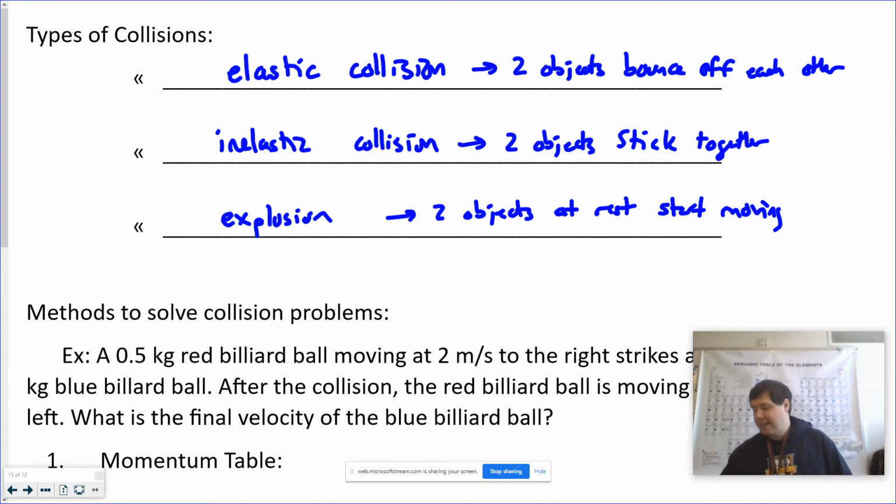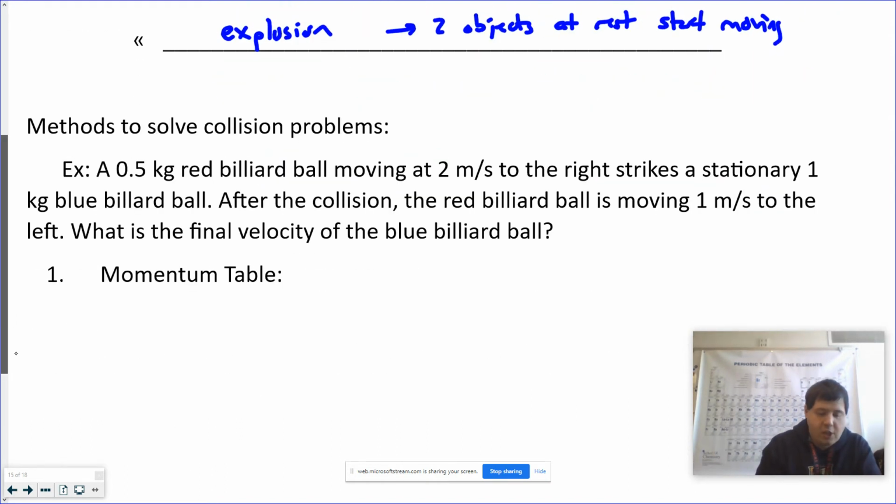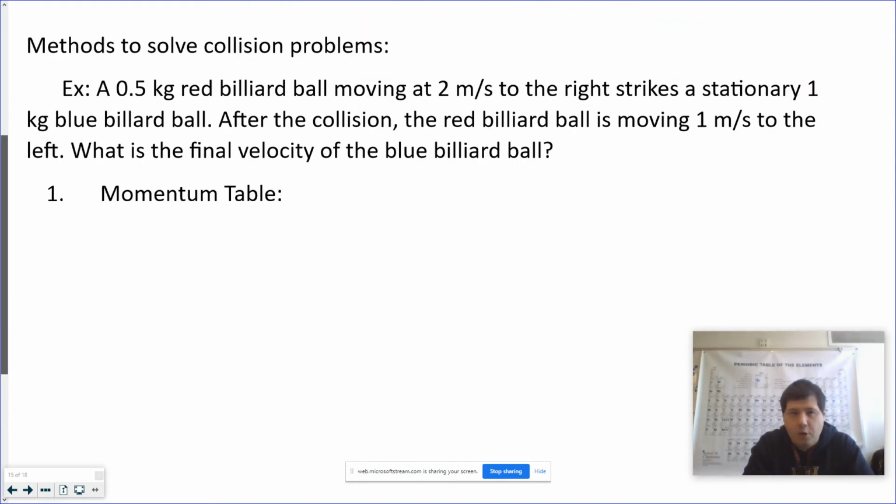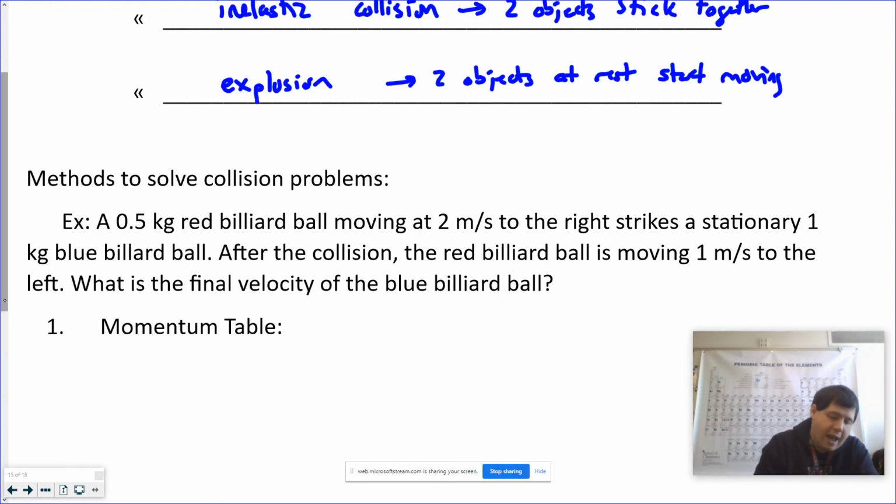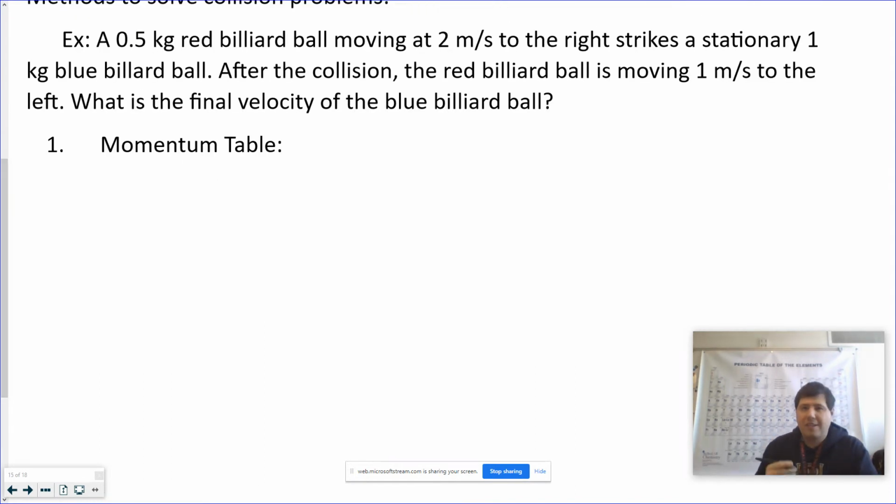Okay, so let's go ahead and take a look at some examples. So some methods to solve. There are really two methods I find that help students. One is called the momentum table, and one is just simply using the big equation. So I'm going to introduce you to the momentum table first. Give it a try and see if it'll help you. Sometimes I think the organization of it is super nice.